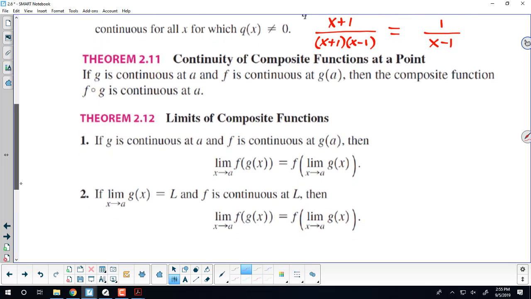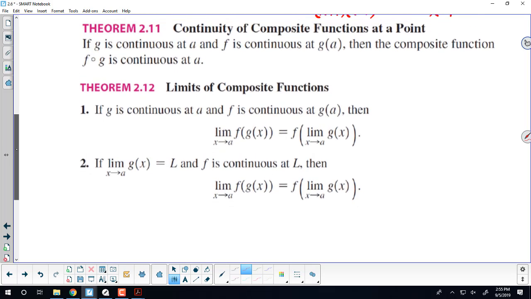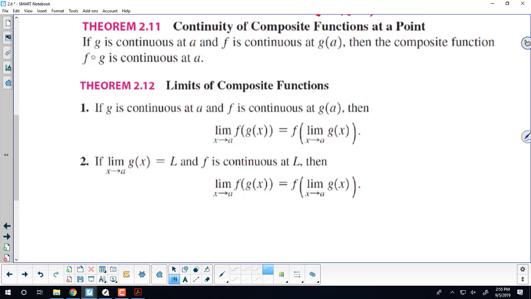Continuity of composite functions, composition. If g is continuous at a, then f has to be continuous at g of a. That means the composition is continuous. We could illustrate it kind of simply if we say that composition means we're putting g inside of f. So if f were the square root of x and g were a linear function, let's just say g is x plus 1.